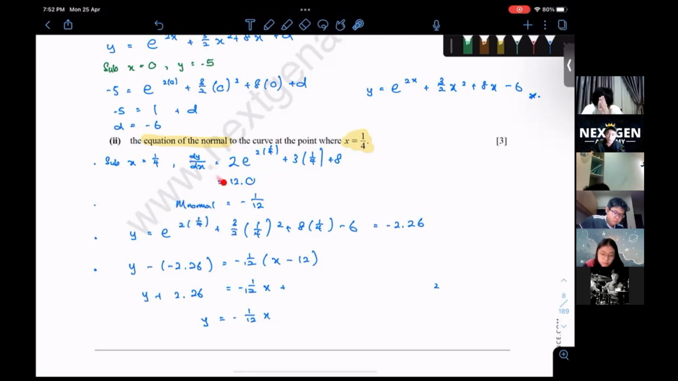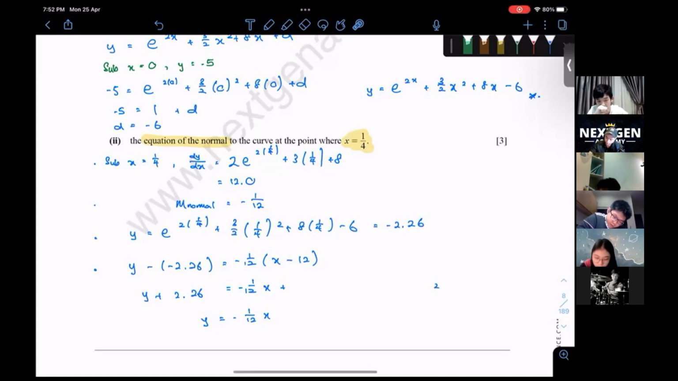This one over here also, your dy over dx also same thing. So the 2e to the power of 2(1/4), you will just leave it as 2e to the power of 1/2 plus whatever 3 over 4 plus 8. The 3 over 4 plus 8 you can count, but you leave it as 2e to the power of 1 over 2. Okay? So that is how you do it if they ask in exact area. That's a good question. They like to ask you all that also.